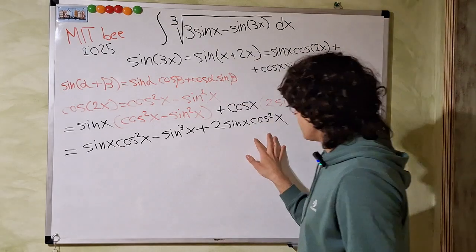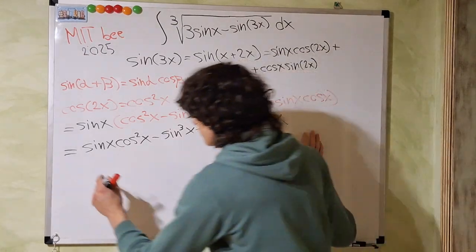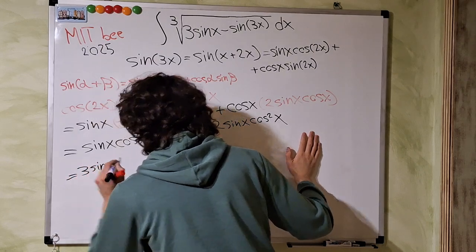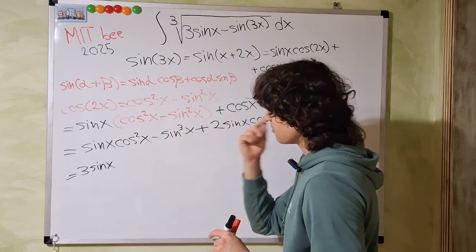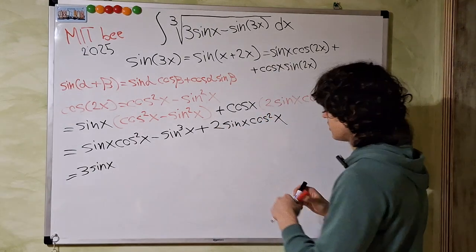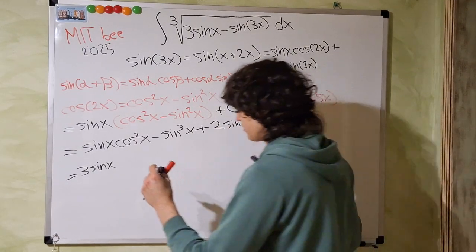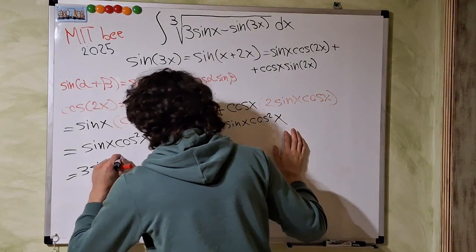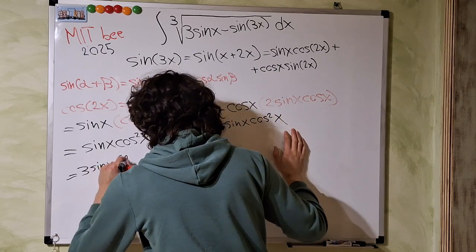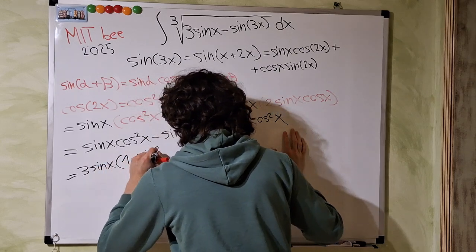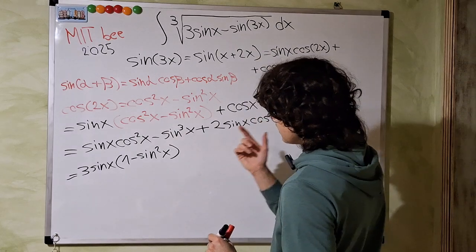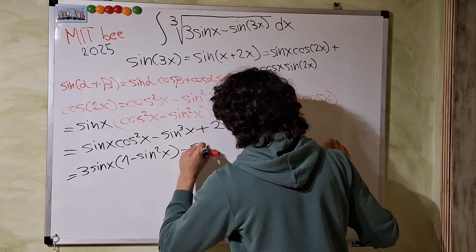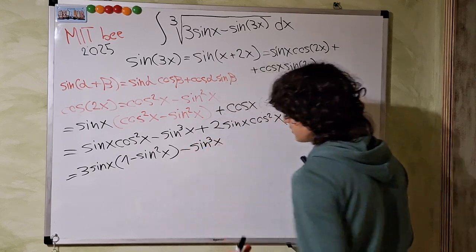Now, these two terms are equal, so we can just add them, and we get 3 sine of x. And notice also that cosine of x can be rewritten in terms of sine, because cosine squared of x is 1 minus sine squared of x, because the sum of cosine squared and sine squared is 1. So we can just write it in terms of sine of x, 1 minus sine squared of x.